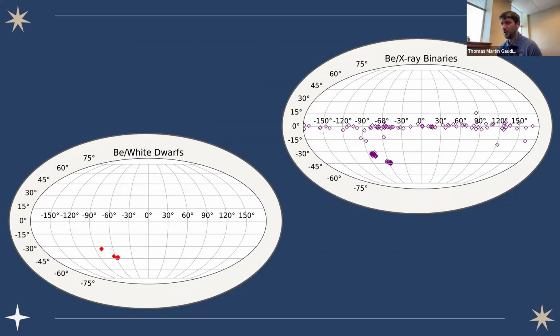There are 7 known candidate BE white dwarfs. 2 of these are found in the Large Magellanic Cloud, 5 are found in the Small Magellanic Cloud, and there are none that have ever been found within our own Milky Way galaxy.